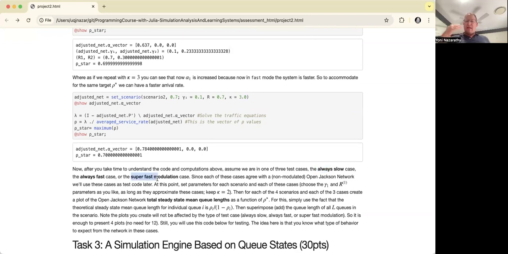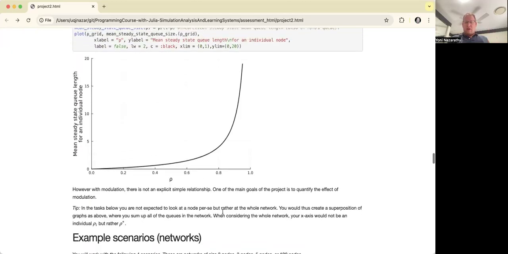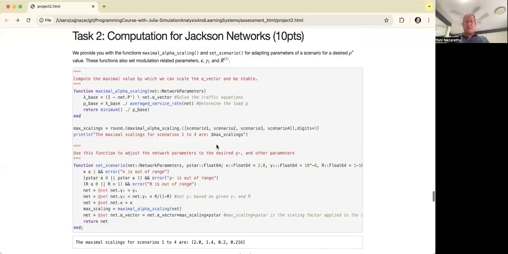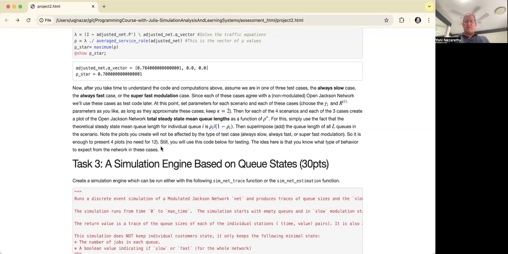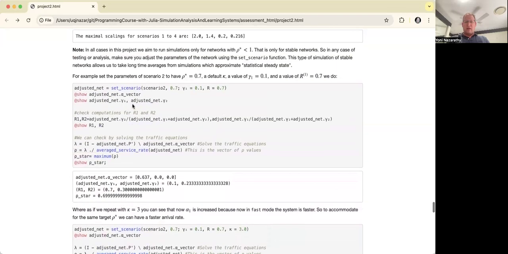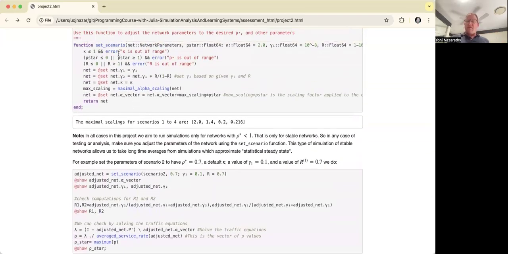Okay? And in all these cases, you can then plot curves of rho I divided by 1 minus rho I and do a superposition of these curves. So plot curves, just 4, right? Well, 12. But they're going to be the same. So just 4 for each scenario. Plot curves like this and have that code ready for the mean steady state of the whole network. It's not going to be for individual queue, for the whole network. Okay. The reason you're doing this is, first of all, just to understand how to work with these kind of set scenario things.